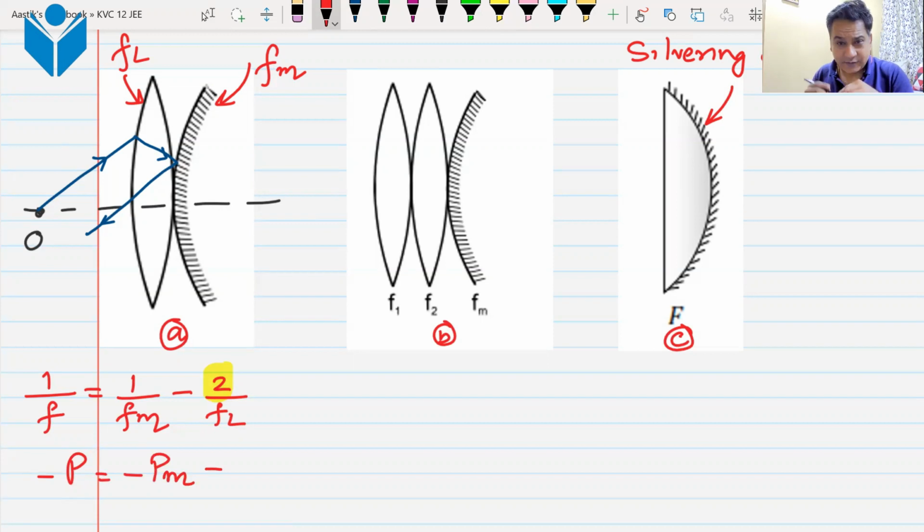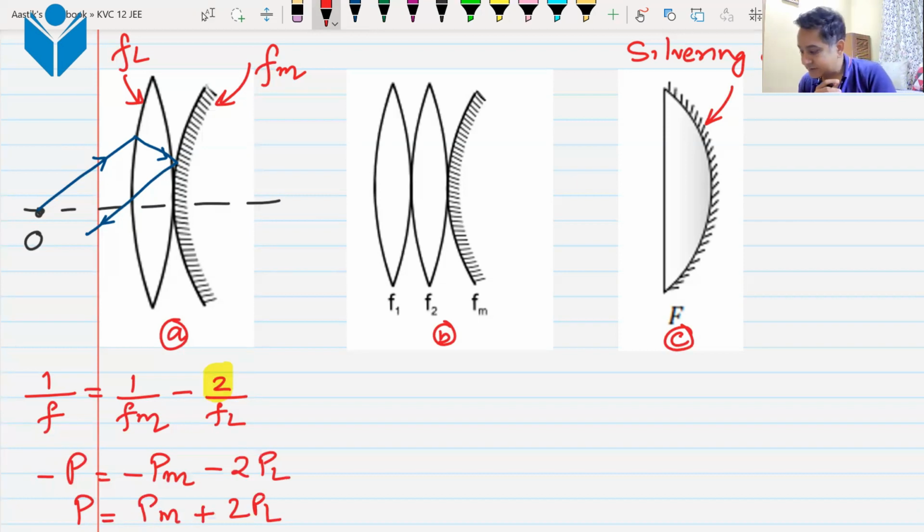Minus 1 by FL is the power of the lens. So minus this is 2 times the power of the lens. The minus sign will get cut, and I will have this formula: the power of the combination will be the power of the mirror plus 2 times the power of the lens. Do we understand how we have got this? Yes or no?